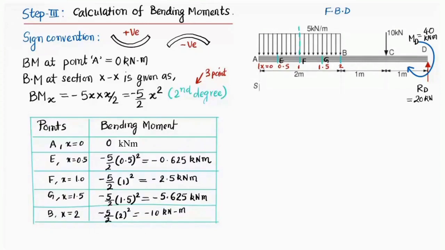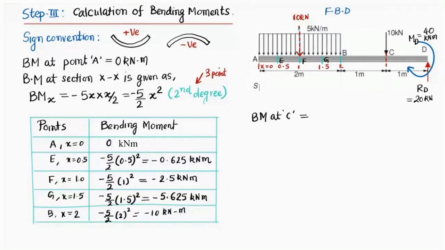Now we shall take the bending moment at point C. Let's see how much bending moment we get at point C. When the section is at this particular point, the bending moment will first be caused by this uniformly distributed load. We know that the uniformly distributed load can be converted into a point load. So this is 5 into distance 2, that is 10 kilonewtons.